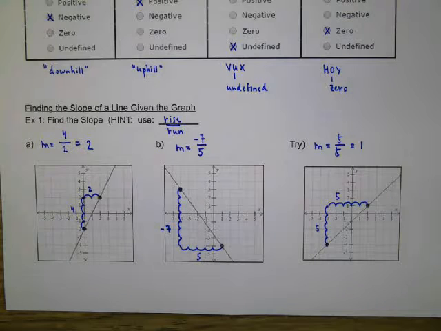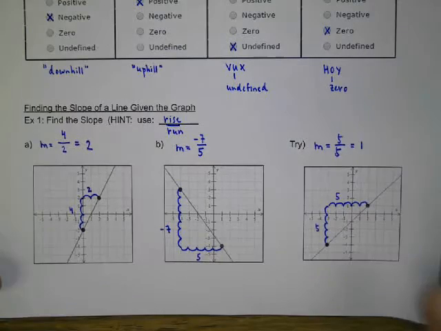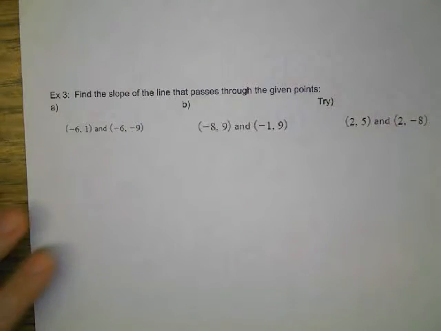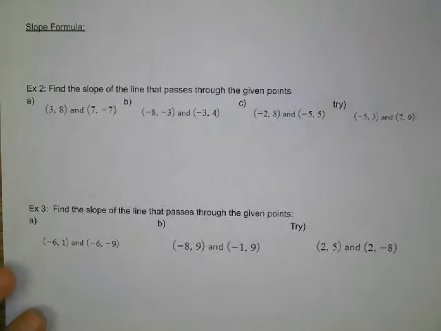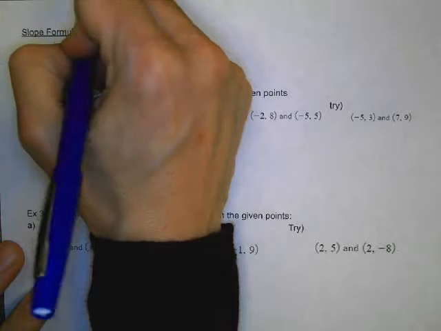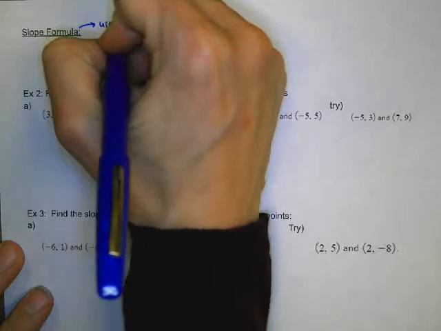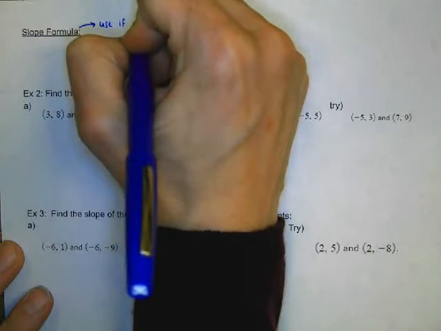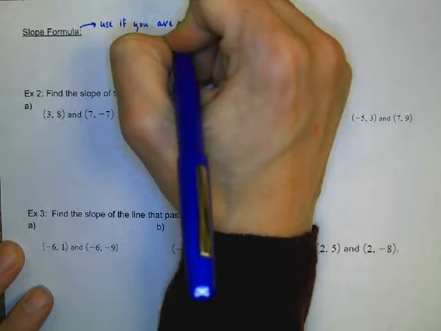So that's how we're finding the slope if we're given the graph. Now, we won't always be given the graph. So on the next page, we're going to be learning something that we call the slope formula. And we're going to use this if you are given the coordinates of 2 points.